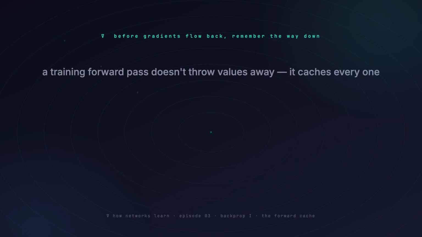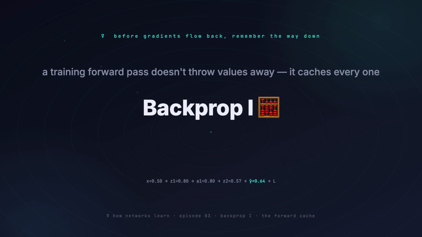Last episode, you learned what a gradient is, the slope that points downhill, the direction that makes the loss drop fastest. You can compute that slope by hand for a one-line function. But a real network is a chain of functions stacked on functions, and the slope at the bottom depends on every operation above it. So before you can flow a gradient backward, which is the whole next episode, you have to do something almost boringly simple first.